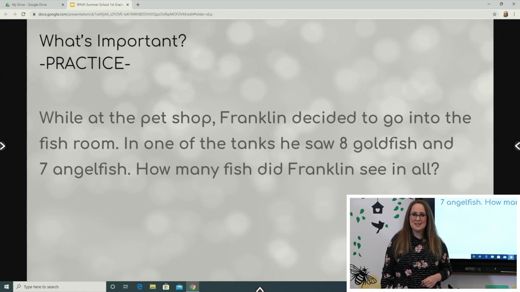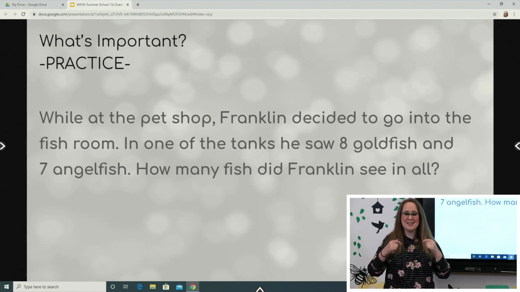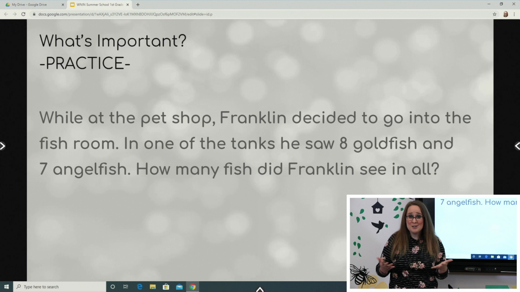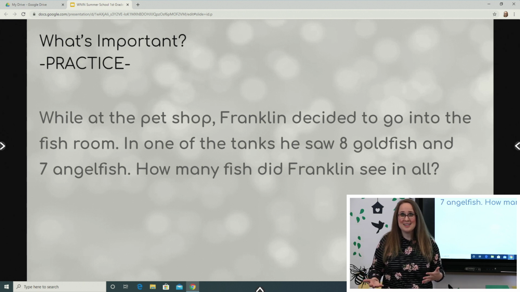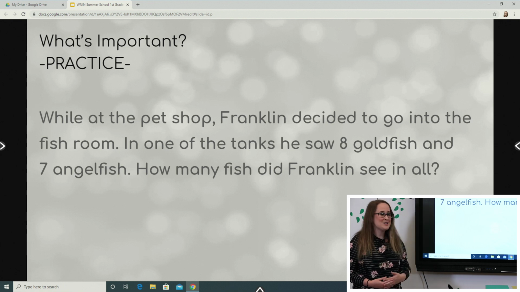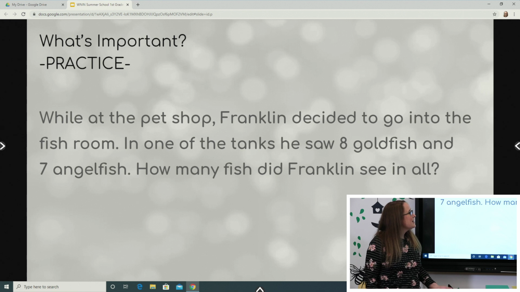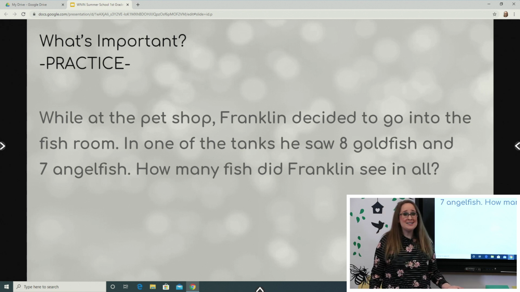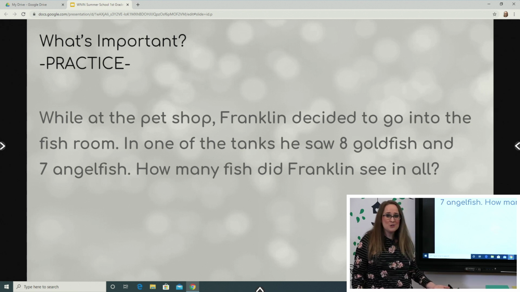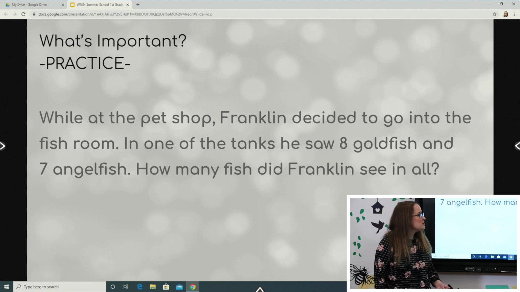I'm going to read this again. I want you to close your eyes and visualize this. Pretend you're the one going into the pet shop seeing all of these fish. Here we go. While at the pet shop, Franklin decided to go into the fish room. In one of the tanks, he saw 8 goldfish and 7 angelfish. How many fish did Franklin see in all?